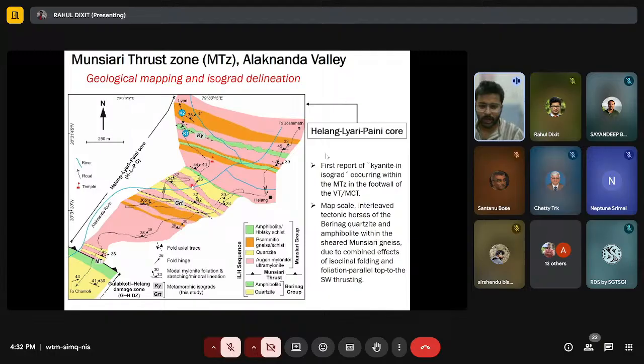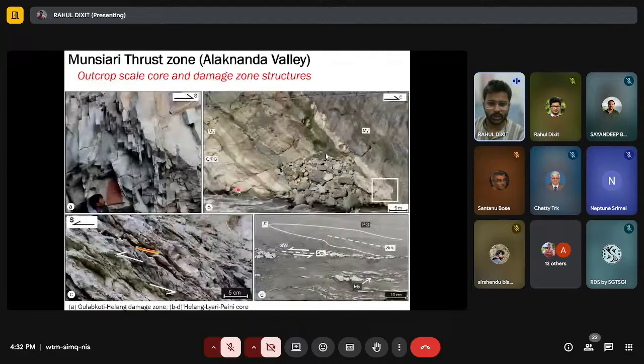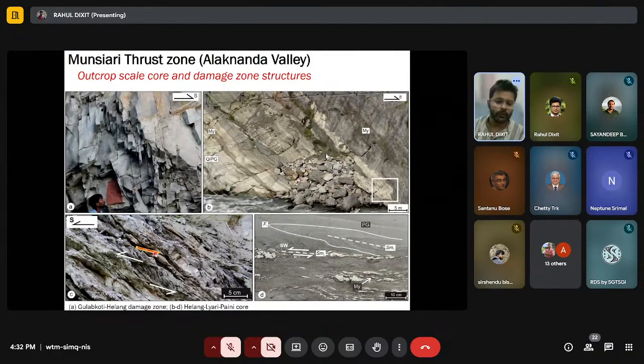So based on that, we did the mapping of the Vaikrita thrust zone in the same region. Before that, I would like to show you some field photographs that give evidence of low to moderate brittle deformed structures that are present.